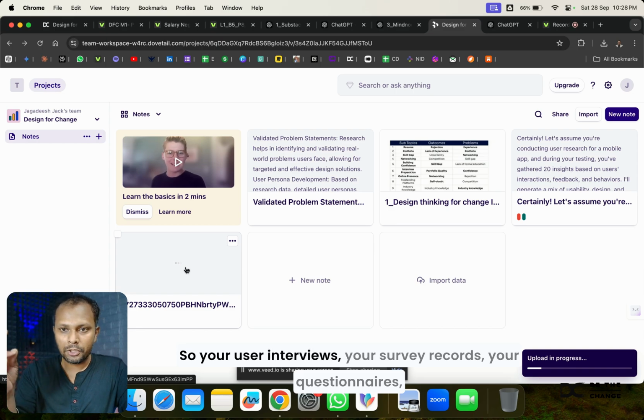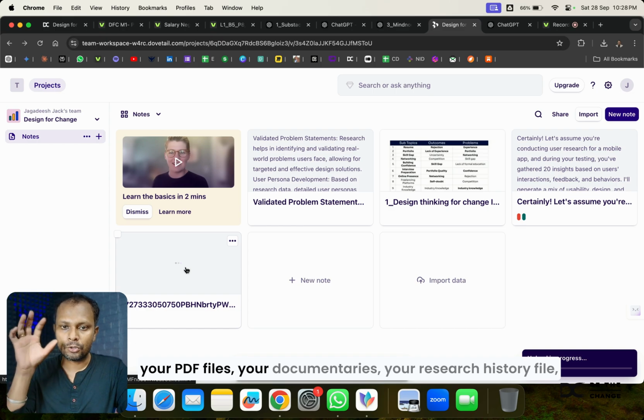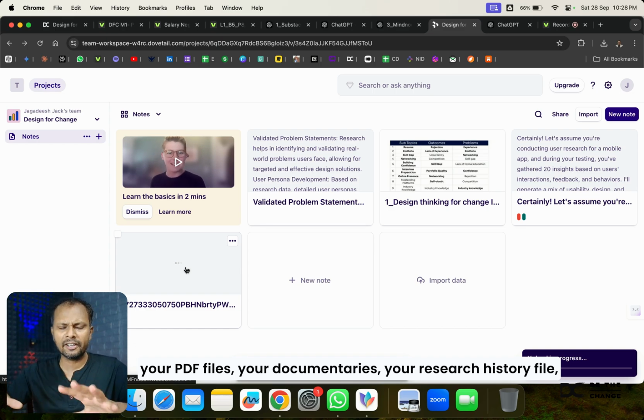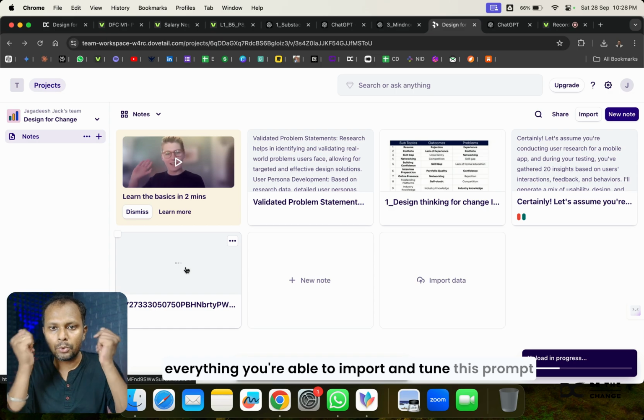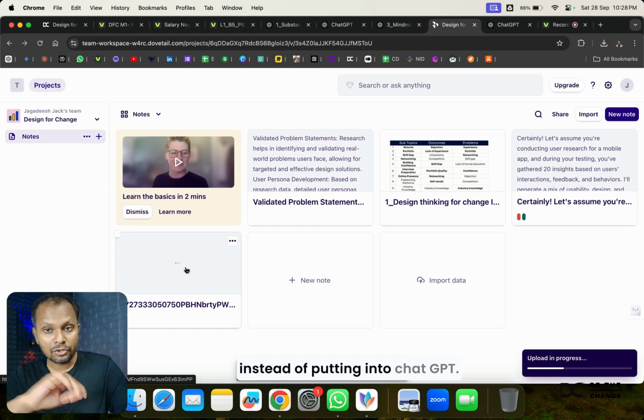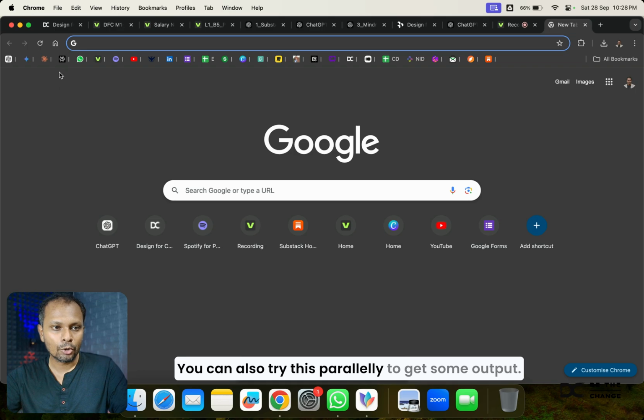So your user interviews, your survey records, your questionnaires, your PDF files, your documentaries, your research history file, everything you can import and tune this prompt. Instead of putting it to ChatGPT, you can also try this parallelly to get some output.